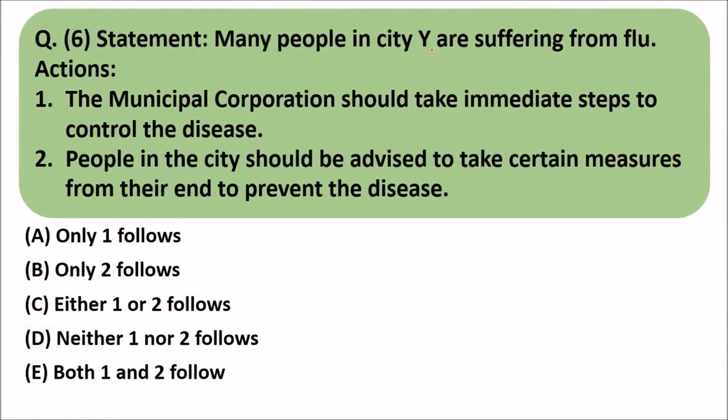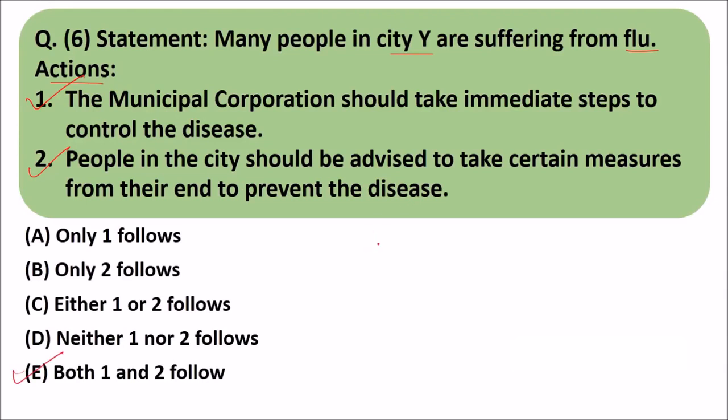Statement: Many people in city Y are suffering from flu. Actions: The municipal corporation should take immediate steps to control the disease. Yes, this is a very practical action which should be taken, because if they are suffering from flu, this is needed. People in the city should be advised to take certain measures from their end to prevent the disease. This is also correct, because people should also be educated. They should be told how to remain safe, how to make sure that they don't catch the flu. So both the actions are very correct, and both should be followed simultaneously. Both the actions are needed. So we can write both 1 and 2 follow.